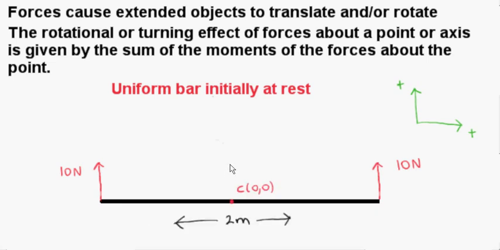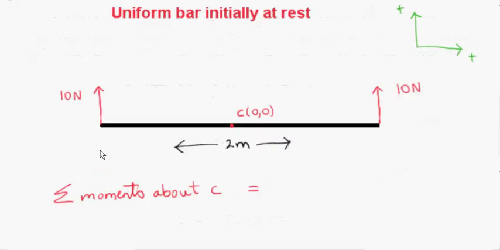So how do we characterize the turning effect or rotational effect of forces acting on an extended object? Well, we have to talk about the turning effect of the forces about a particular point. So it depends on the point in question. So we will start with the case where the point is at the center of the bar. So this point is the origin of our coordinate system. Now we are going to get the sum of the moments of the forces about this point.